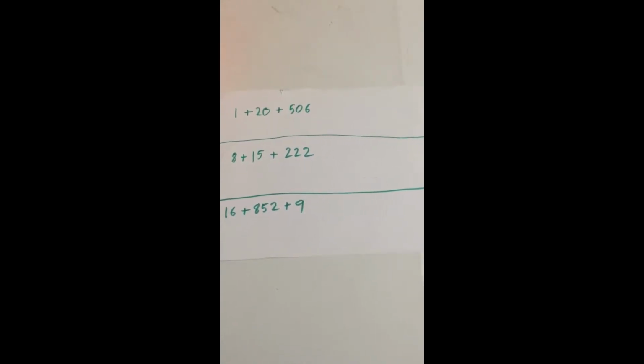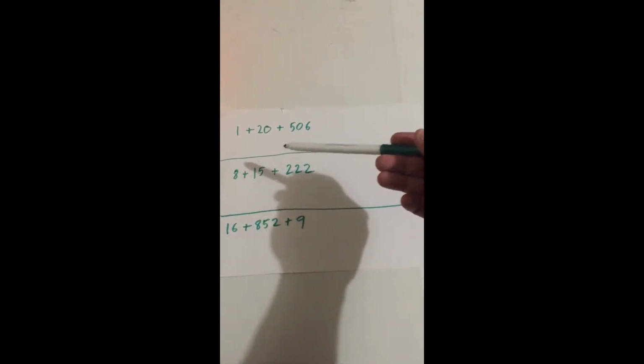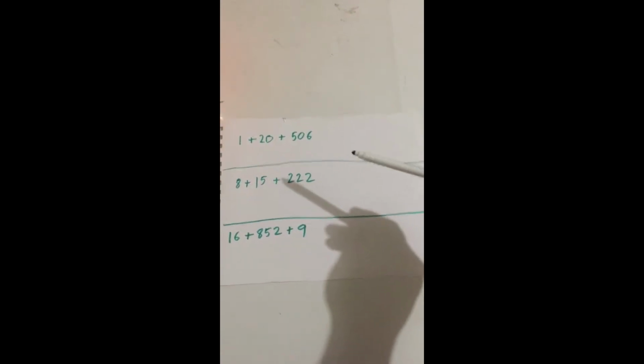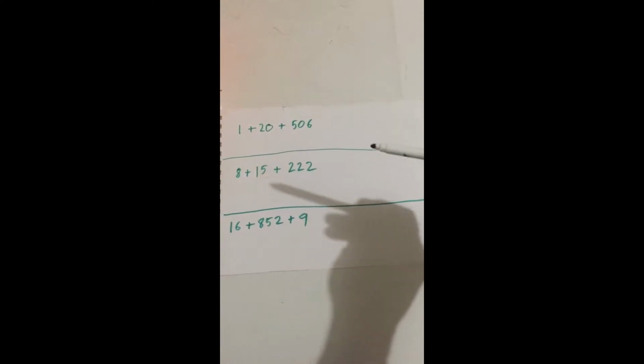Alright, so lesson 1 is we're going to take these numbers, these horizontal math problems, 1 plus 20 plus 506, 8 plus 15 plus 222, 16 plus 852 plus 9, and we're going to convert them to a vertical math problem. Vertical math problem being something you're used to doing, right?